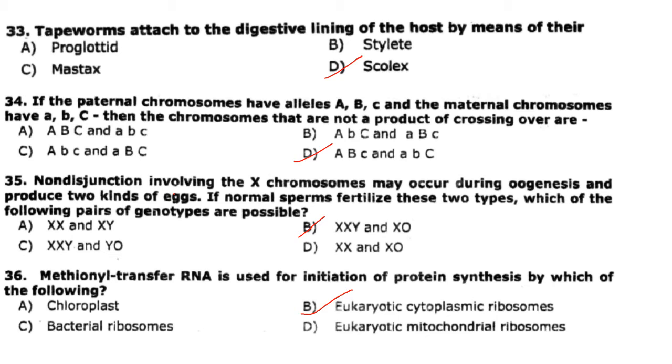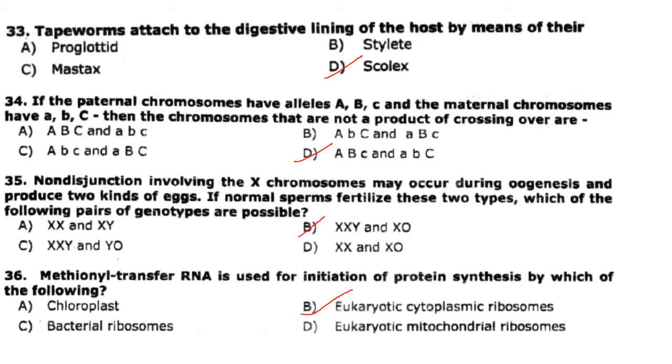Then non-disjunction involving the X chromosome may occur during oogenesis and produce 2 kinds of eggs. If a normal sperm fertilizes these types, which of the following pairs of genotypes are possible? So as a result of the normal sperm getting fertilized with the egg, you will get 2 types of genotypes, that is XXY and X0. So answer is option B.